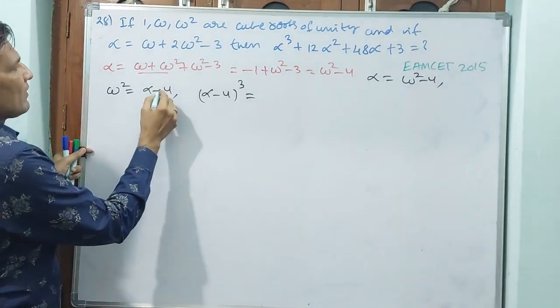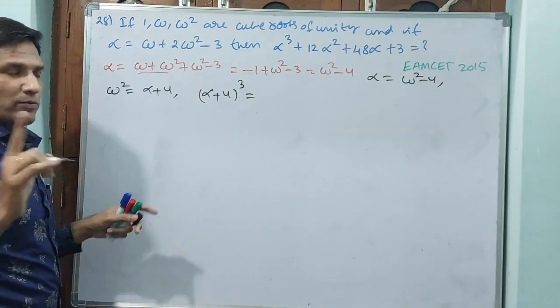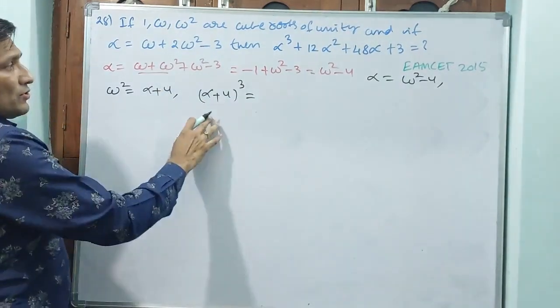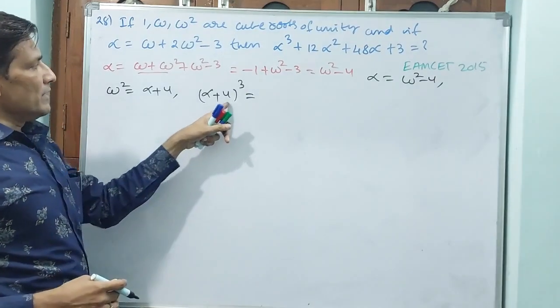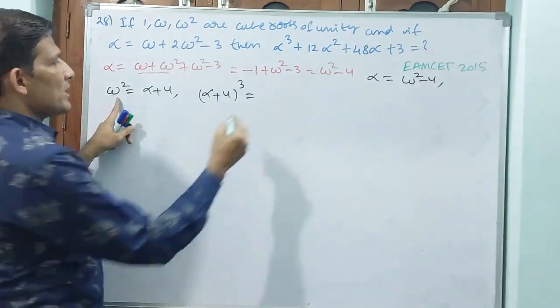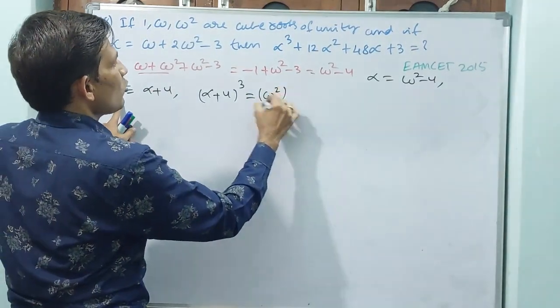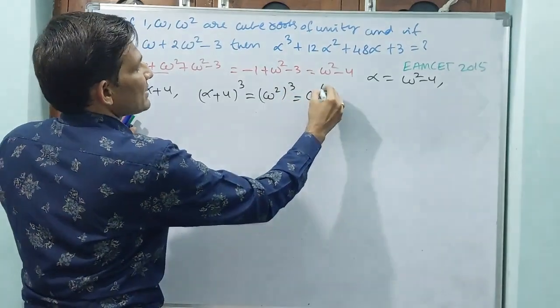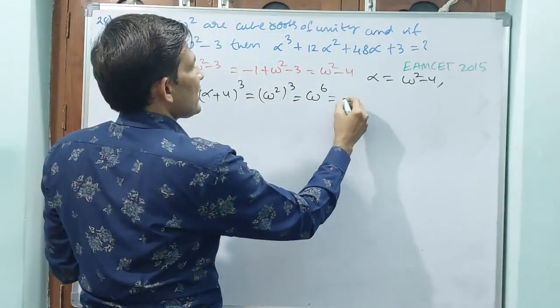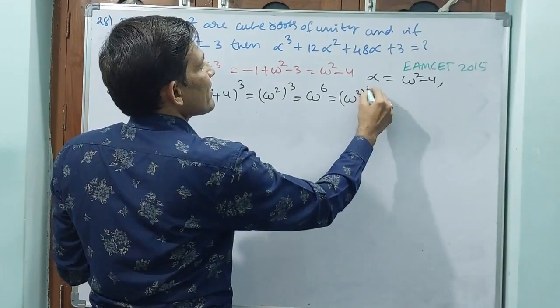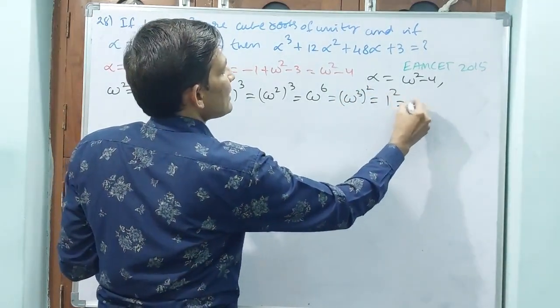Omega square is equal to alpha plus 4. Alpha plus 4. If we do alpha plus 4 whole cube, then omega square whole cube, you have to do omega power 6. Shall I write omega cube whole square? Why? Because omega cube is 1, square, that is equal to 1.